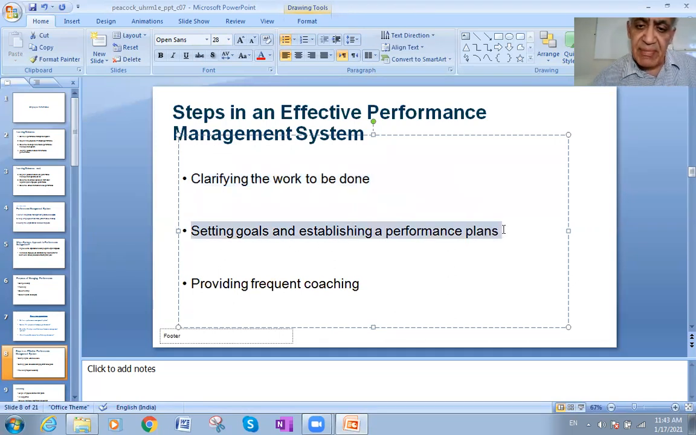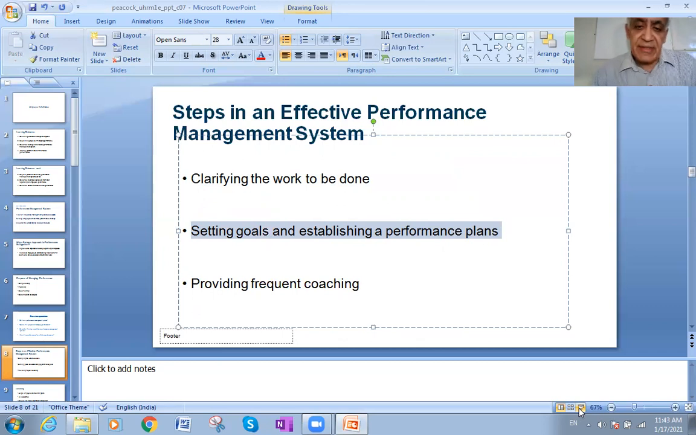Setting goals and establishing performance plans. So you as an employer, as a manager, or as a boss, will establish the plan. You will put the standards. You will say what is to be done, what is not to be done, how to be done, and when to be done. So you will complete answering all these questions. Nothing vague for your employees.